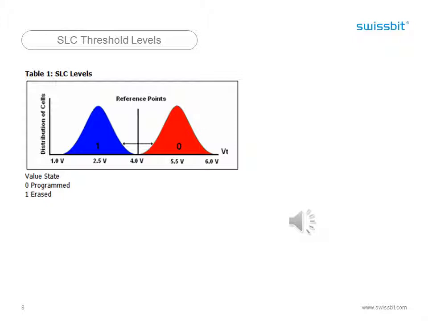When the threshold voltage is high-end, around 4.0 volts, the cell will be read as programmed, or a 0. No charge in the floating gate, or a threshold voltage below 4.0, will cause the cell to be sensed as erased, or a 1. So, as charge trapping occurs, it becomes more difficult to erase the cell.